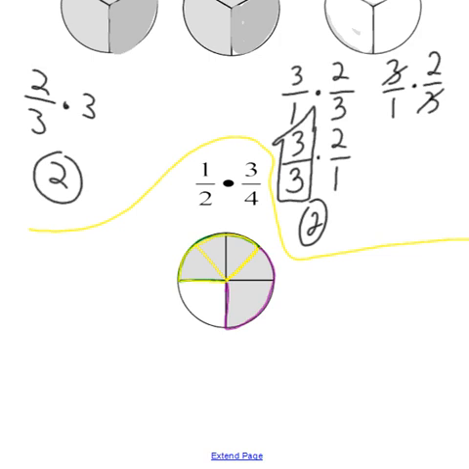It multiplies, there's nothing we can cancel here. 1 times 3, 2 times 4 is 8, but there we see it, right? Half of 3/4 is, each of these equals 1/8, right? Can I use a different colored marker? Sure. So there's your 3/8. Half of 3/4 is 3/8.